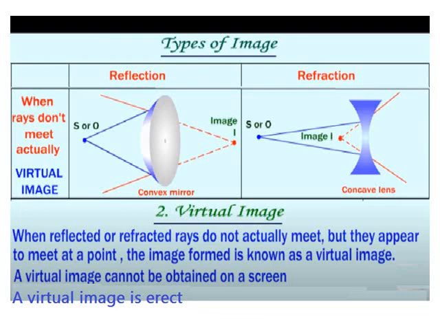Okay, now come to what is given. When the reflected or the refracted rays do not actually meet, here in both the cases they did not meet each other, but they appear to meet at a point, the image formed is known as a virtual image. The virtual image cannot be obtained on the screen. The virtual image is always erect.